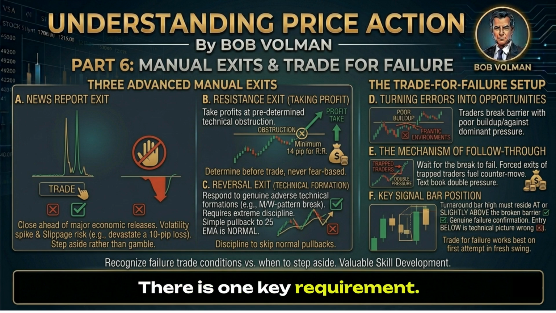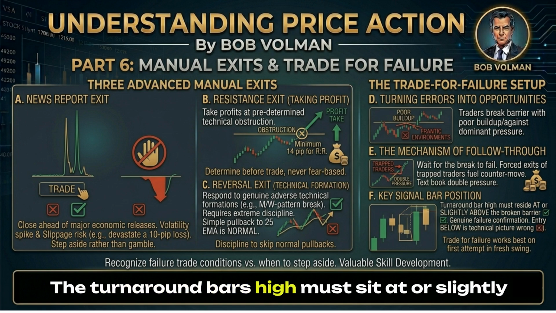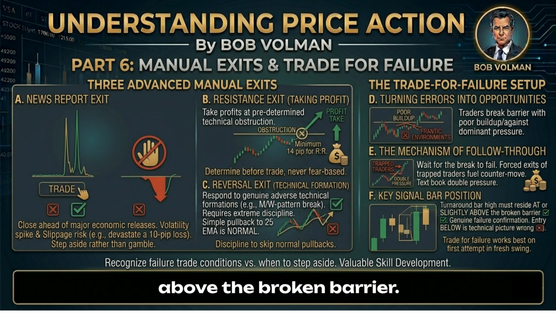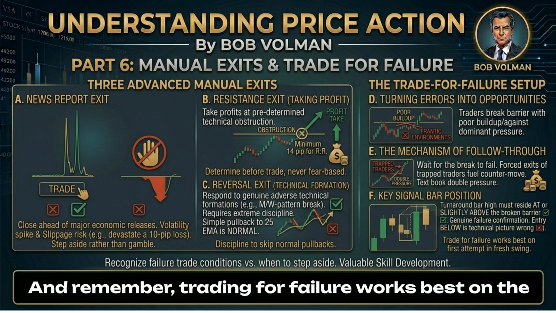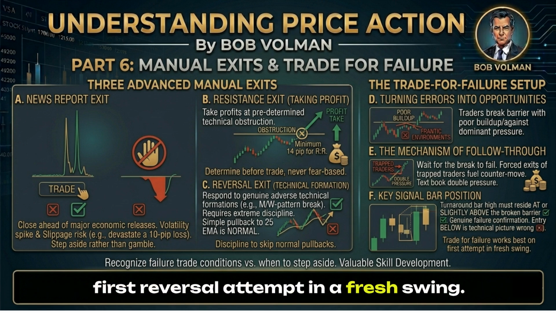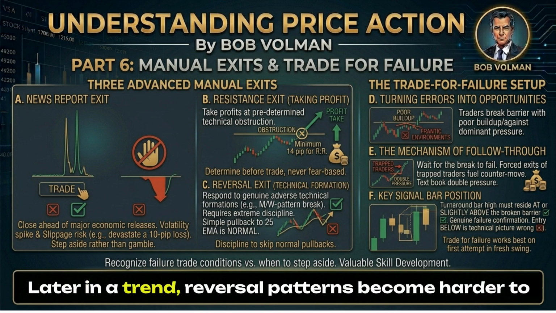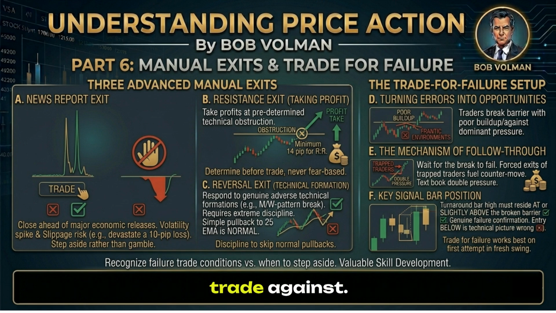There is one key requirement: the signal bar position. The turnaround bar's high must sit at or slightly above the broken barrier. This confirms the failure is genuine. And remember, trading for failure works best on the first reversal attempt in a fresh swing. Later in a trend, reversal patterns become harder to trade against.